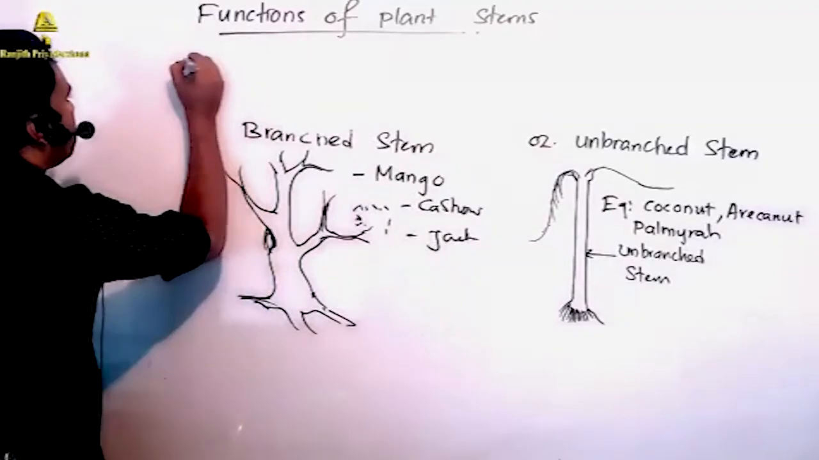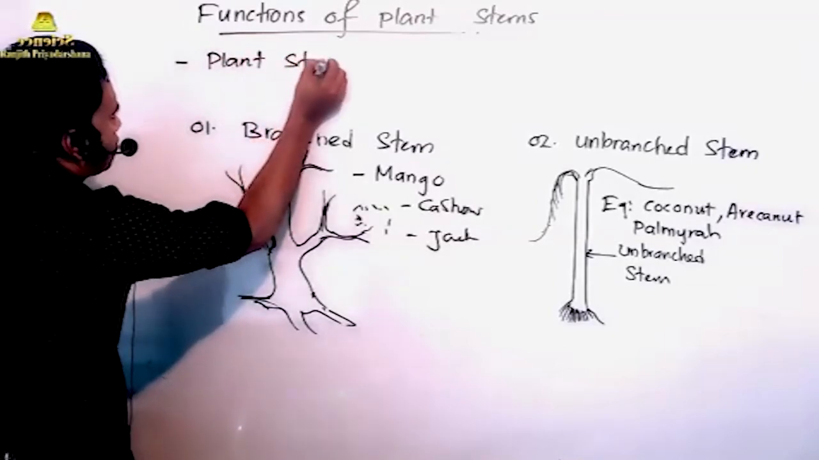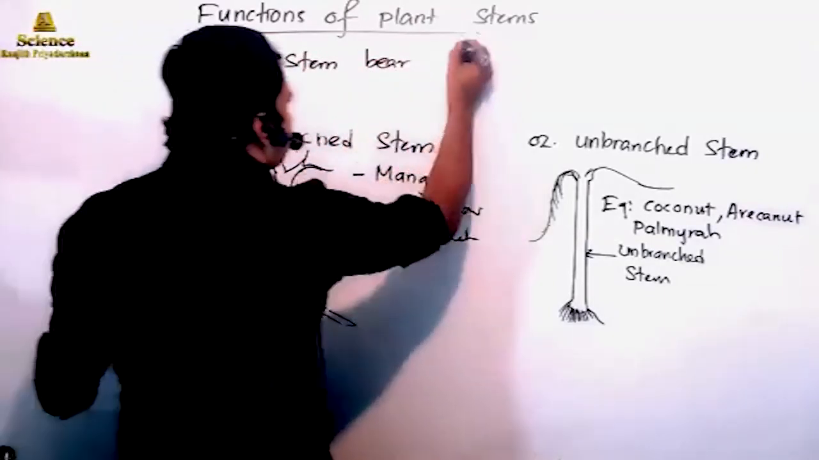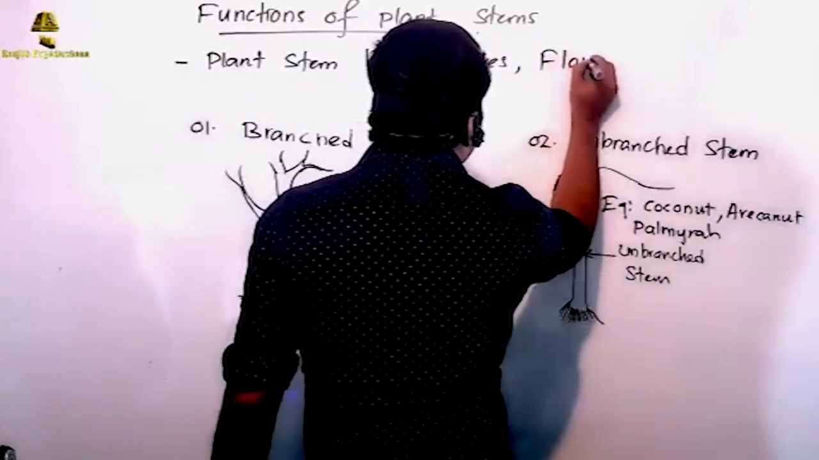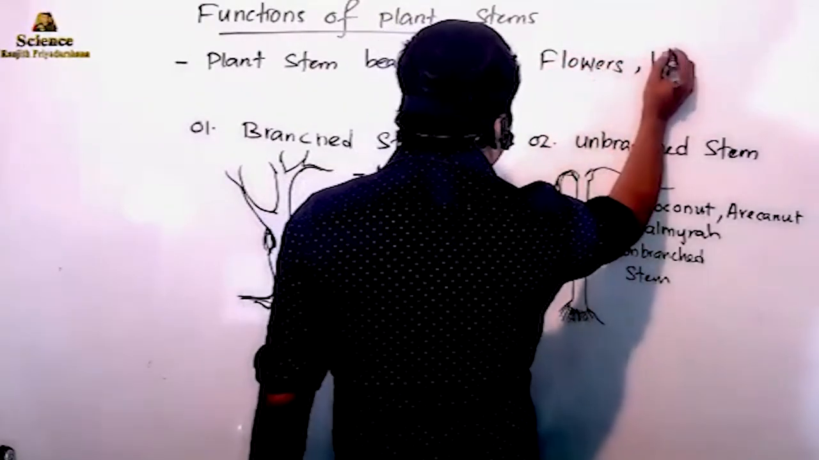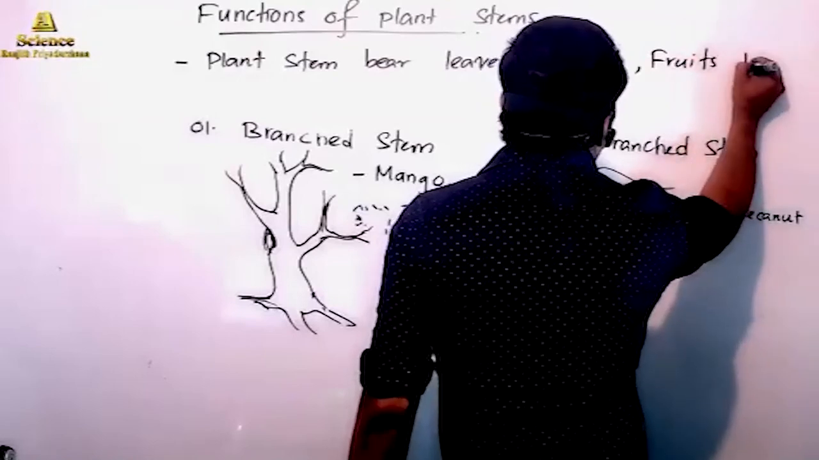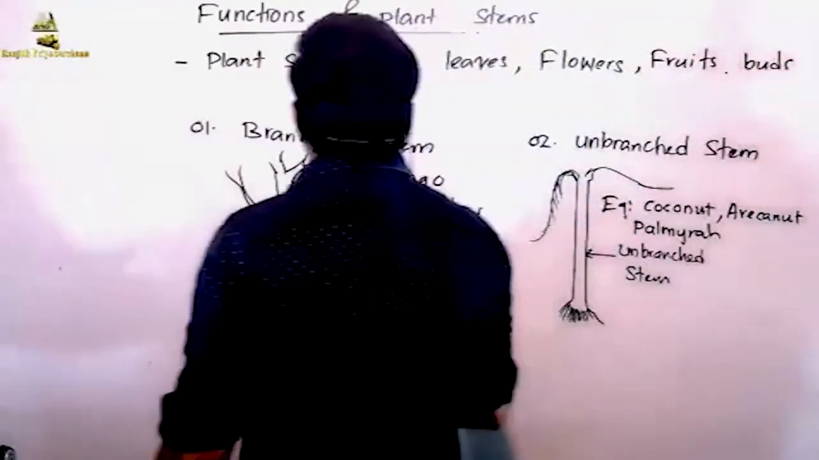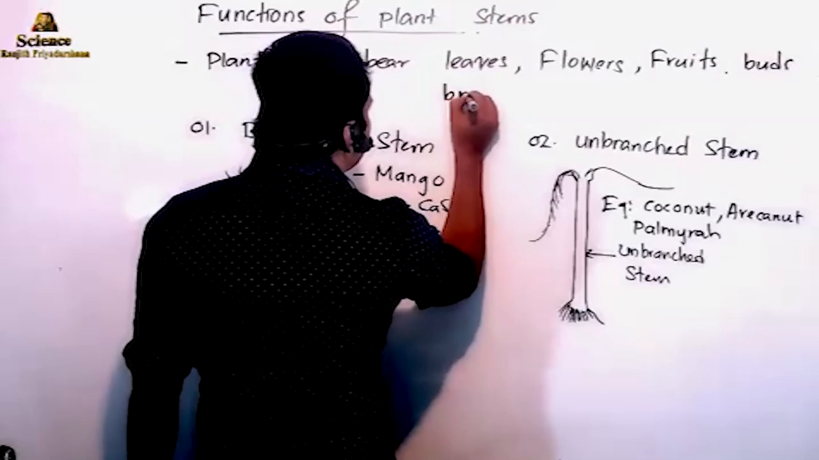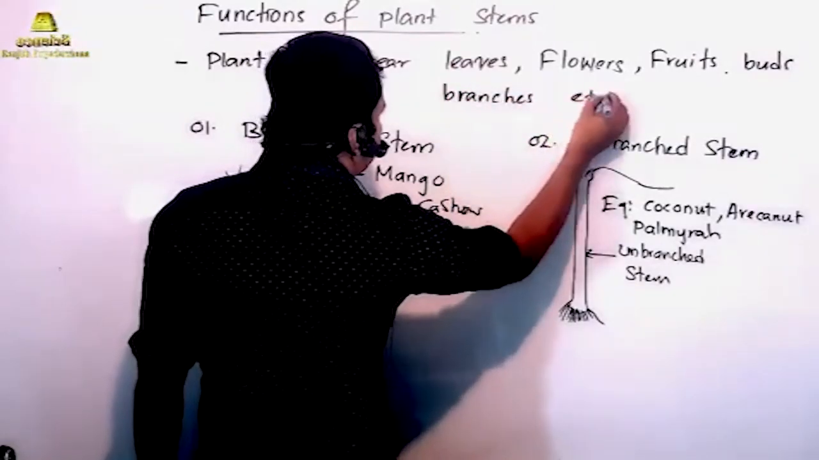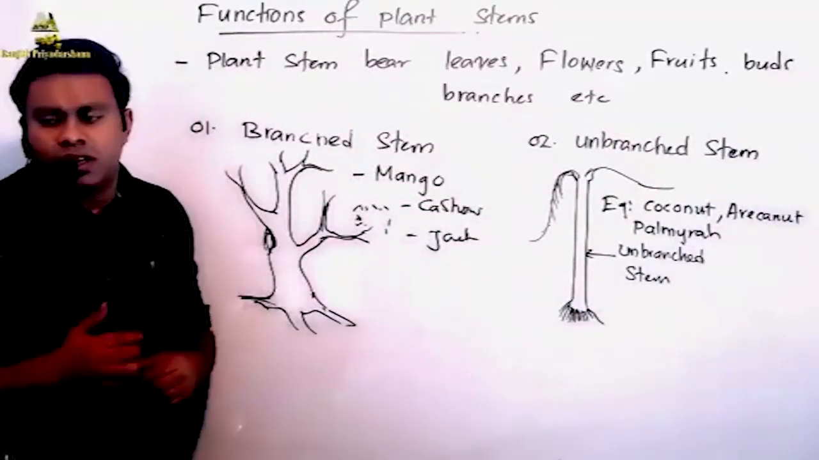So we write main function: plant stem bears leaves, flowers, fruits, buds, and branches, etc. Everything else present on the plant, the stem bears it. Yes, another important function.